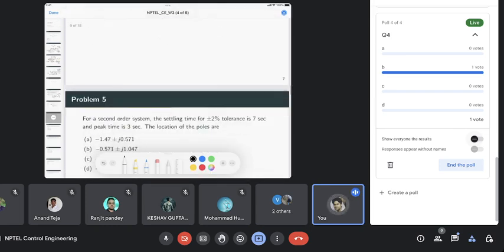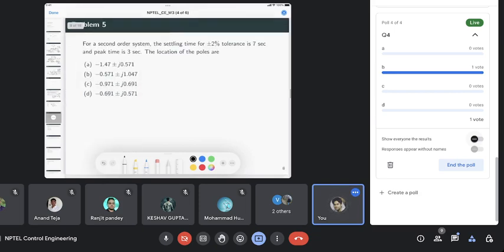Okay, then we move to the next question. For this question you have a second order system. Settling time is given for plus minus 2% tolerance, which is 7 seconds, and peak time is 3 seconds. Then what is the location of the poles? So this is question number 5.